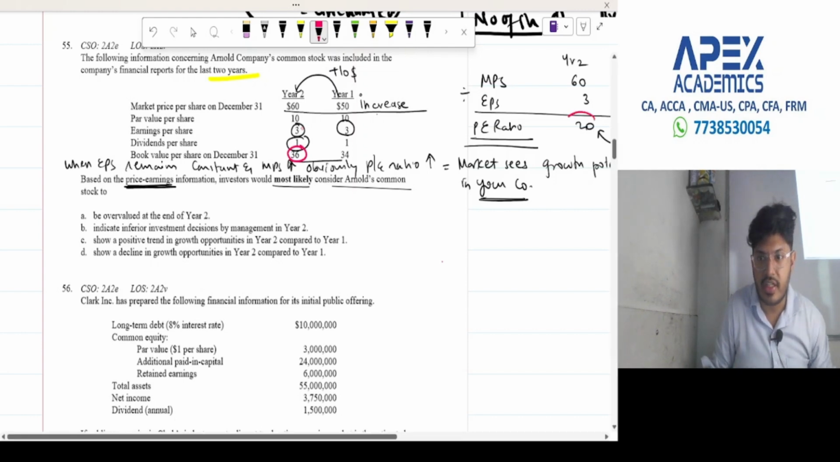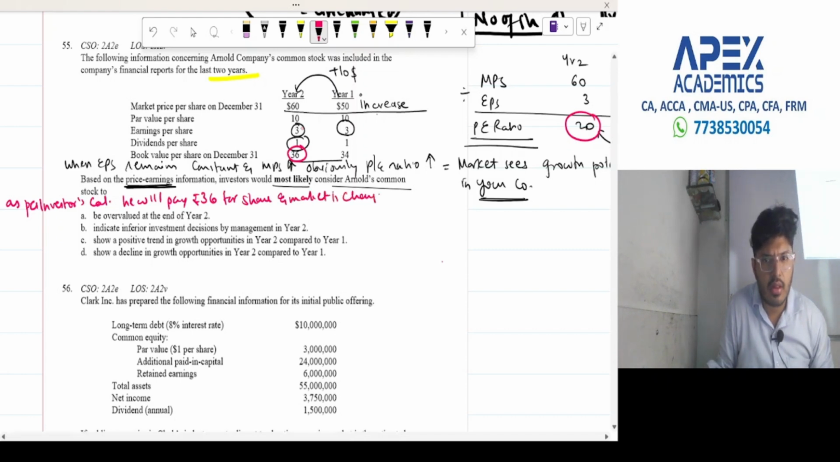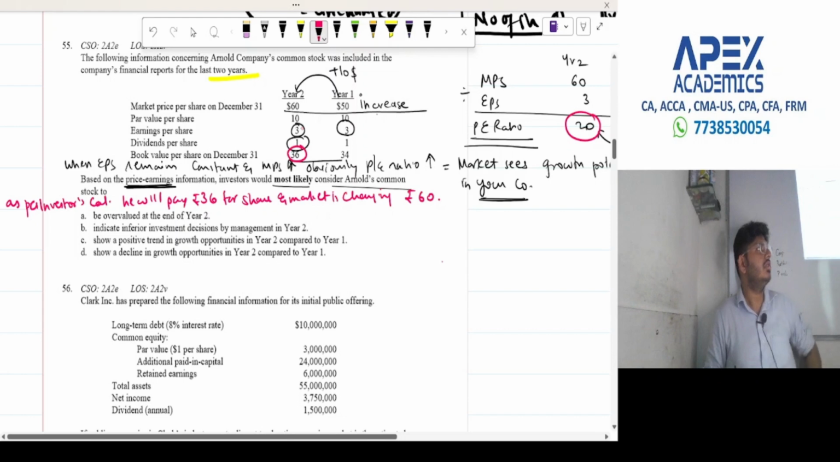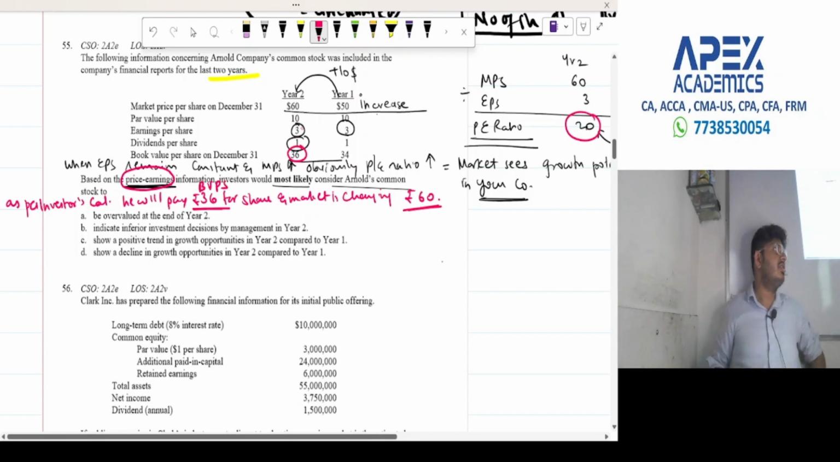Sir, your PE ratio of the second year is how much? 20. Sir, as per investors' calculation, he will pay rupees 36 for the share. Okay, accepted, and the market is charging rupees 60. Yes, the share is overvalued. But this is not driven alone by PE information. This is driven by BVPS information and by PE information. Please understand this.